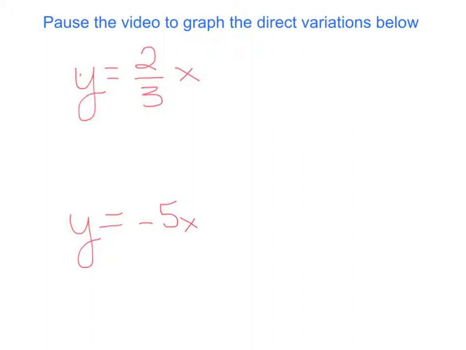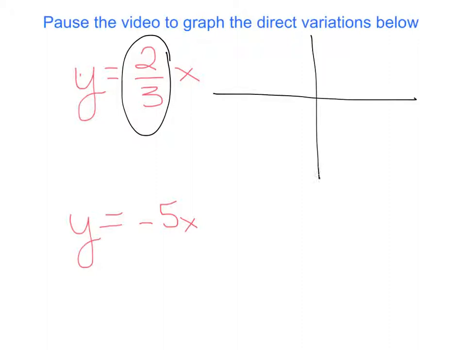The first example, you again want to identify the slope, which would be this number. So we want to start at 0, 0, and we rise 2, so we go up 2, and we run 3. 1, 2, 3. And so we have our new point. Then we connect our points, and that would be your line.